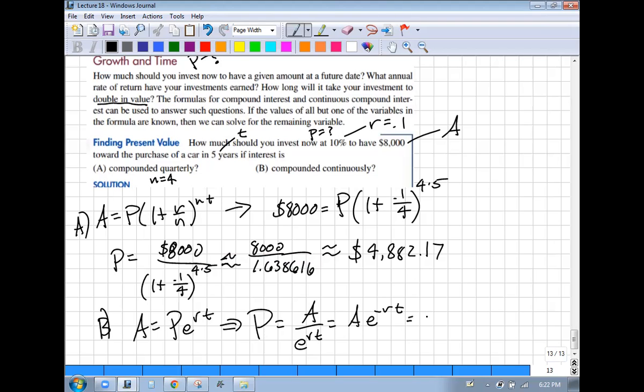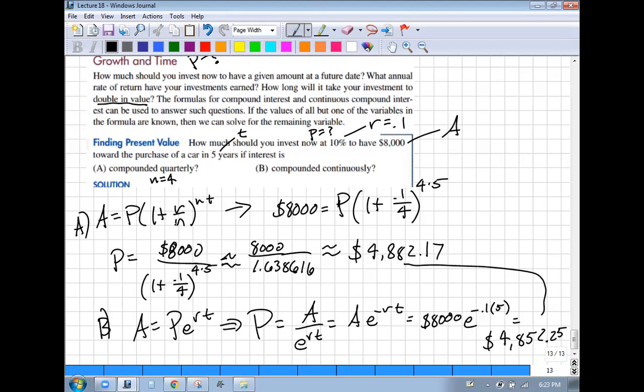So our amount here is 8,000 bucks. Our rate is 10%, and our time is what, 5 years? So this I can do negative 0.1 and then multiply that by 5, so it's a negative 0.05, and then I can hit e to the, and then multiply that by 8,000. And we get $4,852.25. So it's pretty close to the same, right? 82, 52, $30 difference.